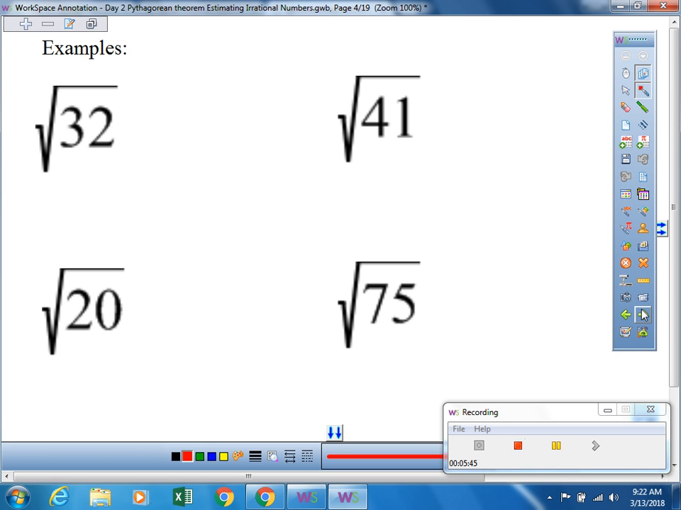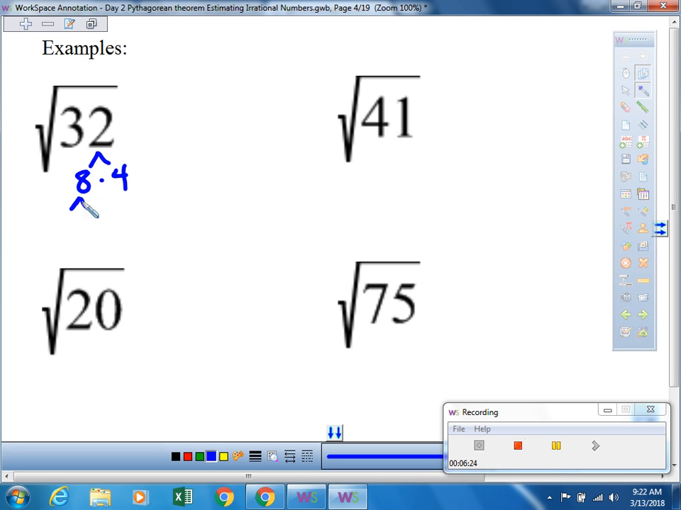So let's do a factor tree. What times what is 32? Yes, 8 and 4. Okay? So, yes, I know 4 is a perfect square. So there's a couple ways you can do this. You can say, okay, 4 is a perfect square, so let me break this up.